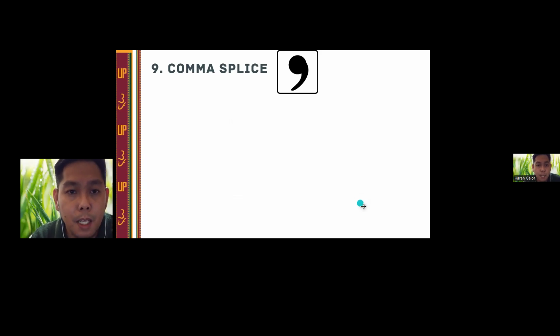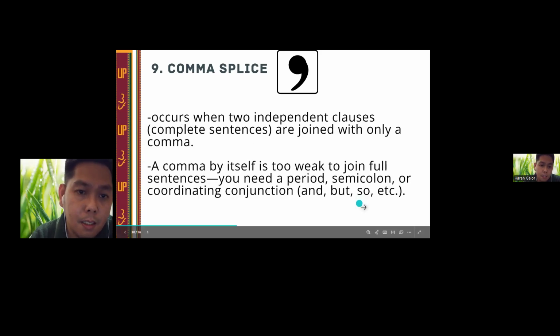Next we have comma splice. So what is this? It occurs when two independent clauses or two complete sentences are joined with only a comma. A comma by itself is too weak to join these full sentences. So if you want to join two full sentences, then you will need a period, a semicolon, or a coordinating conjunction like and, but, so.